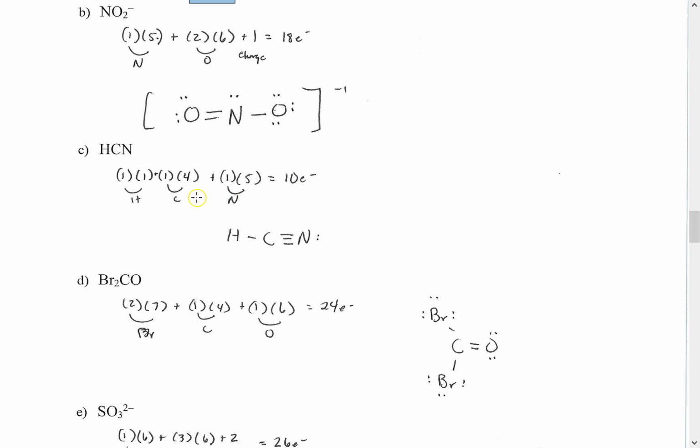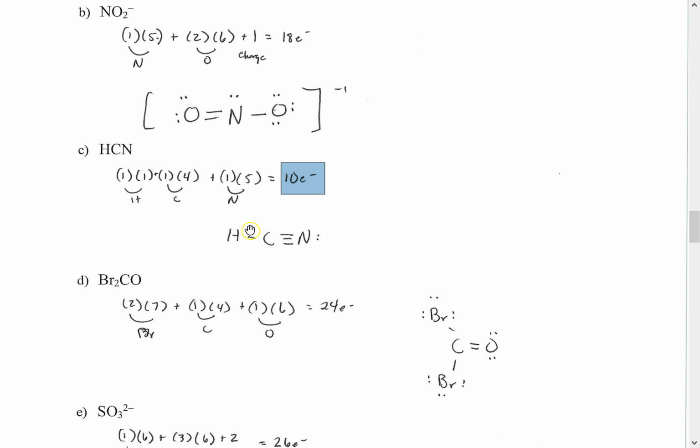For HCN, I'm going to put carbon in the middle because it's the lowest electronegative. And my pot of valence electrons looks like this, where the hydrogen is 1 times 1, the carbon is 1 times 4, the nitrogen is 1 times 5. So I have a pot of 10 electrons to be drawn on my Lewis structure.